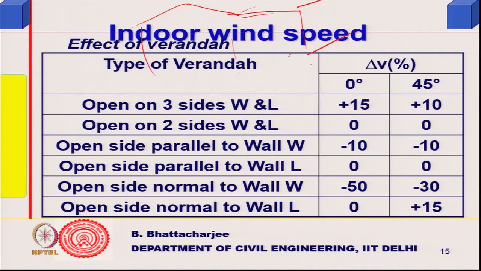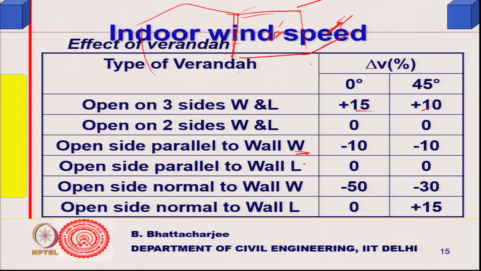So, this is a veranda, and if it is open on 3 sides, windward and leeward, then it might improve the situation. Open on 2 sides, windward and leeward, it would be something like this. Open side parallel to the wall, that is, this is open parallel, this is the wall, it is open this way, this is open, these are closed, right.